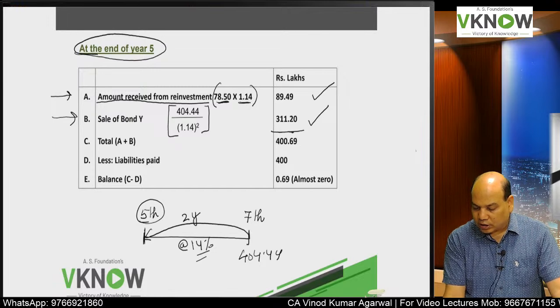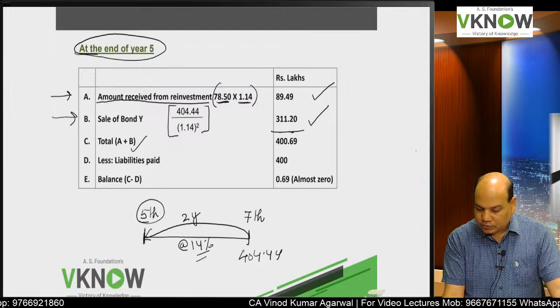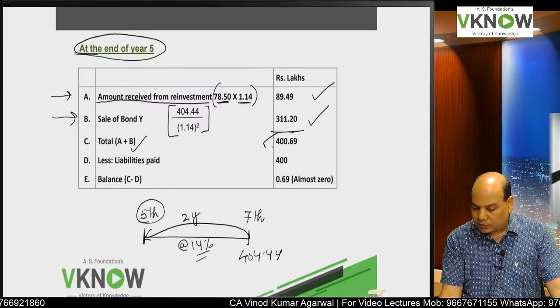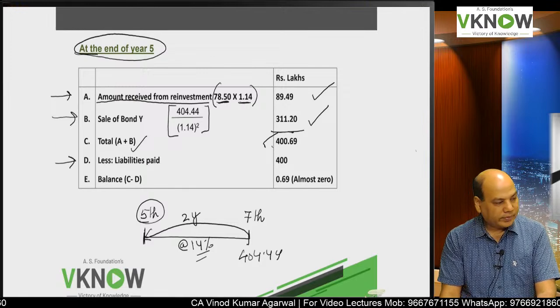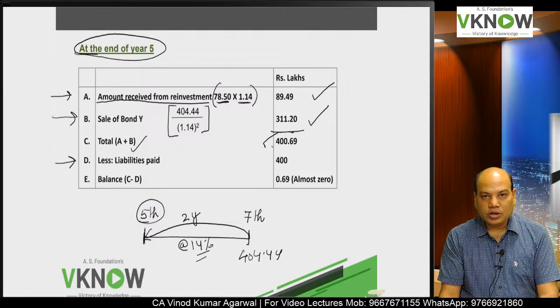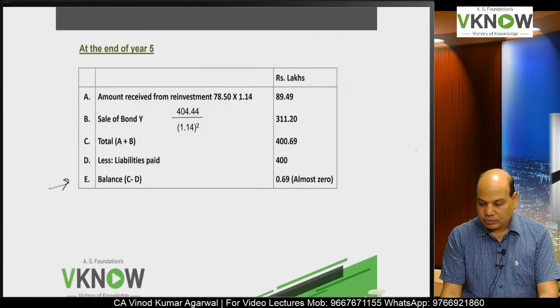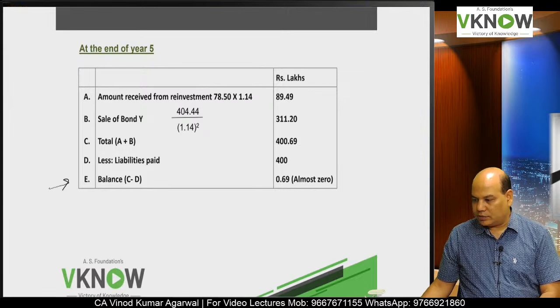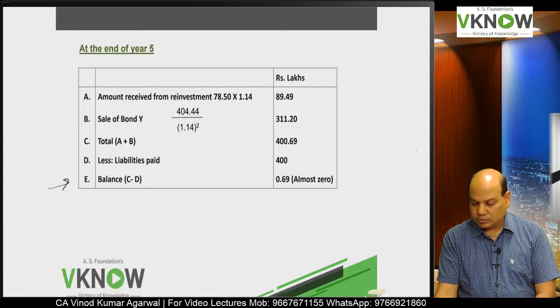So tell me the total now. The total cash flow you will have is A plus B, 400.69. But how much liability you have to pay? You have to pay a liability of 400. Therefore the balance is 0.69, almost zero.